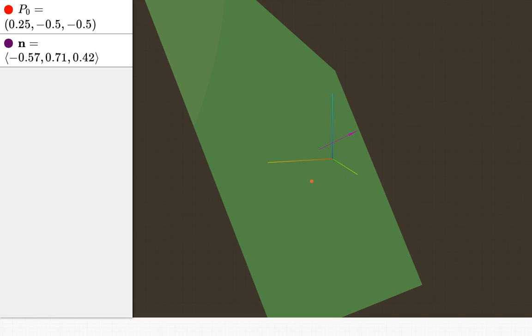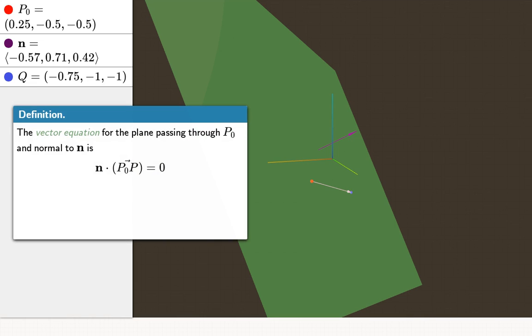Then if we have any other point in the plane, we'll call it q, the vector from P0 to q will be contained in this plane and therefore orthogonal to the normal vector. And this is an if and only if. So a point is contained in the plane if and only if its vector from P0 is orthogonal to the normal vector, so if and only if its dot product with the normal vector is 0. We call this the vector form of the equation defining this plane.